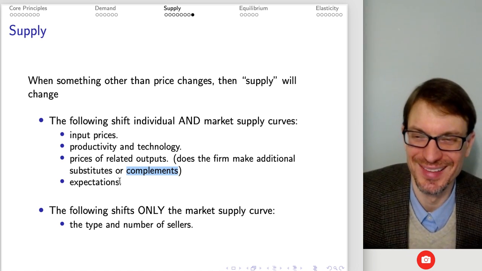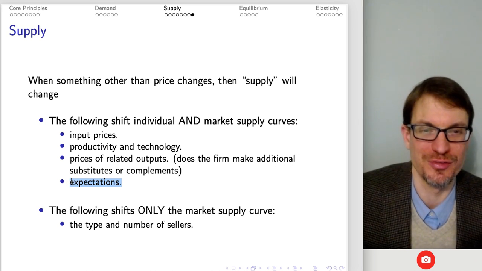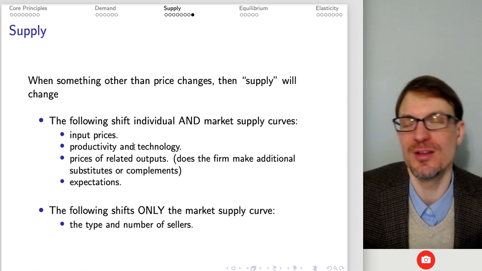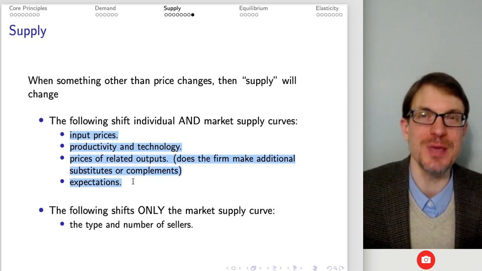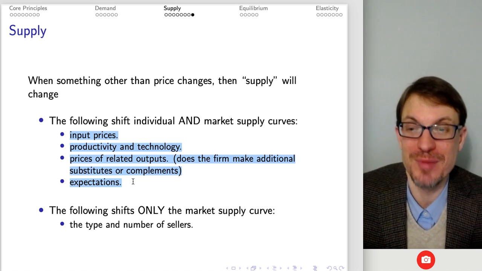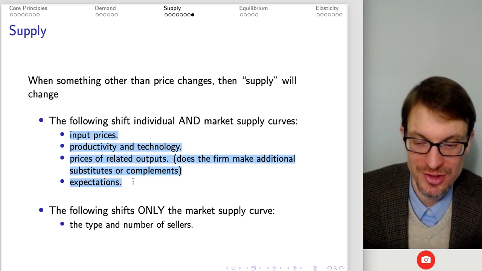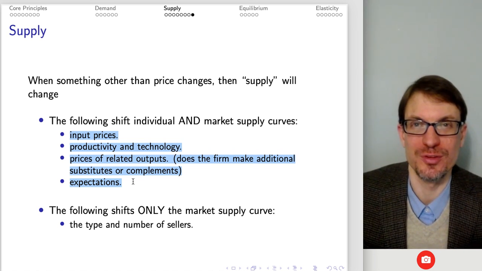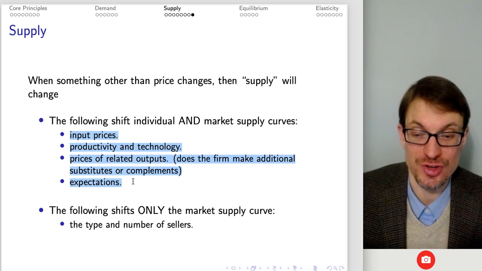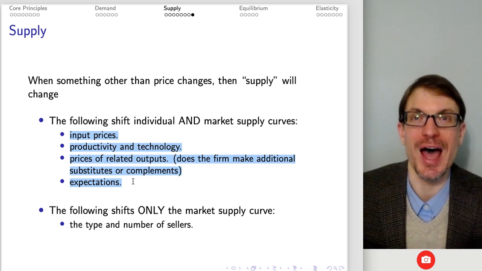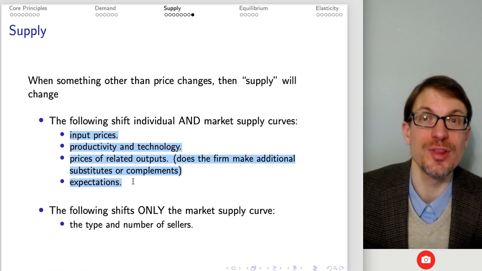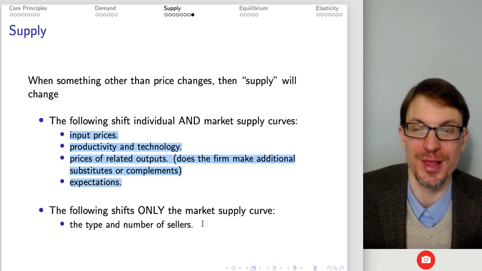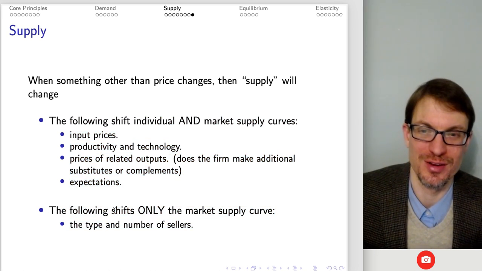And then expectations. Do I think the price is going to rise or fall in the future? So these are things that would shift the individual and market supply curves. You should recognize all of these, and you should be able to recognize all the demand shifters. That'll make taking the exam a lot easier, because if you see one of these things, you'll know what it does. But the low-cost way to approach this is to identify what's changing. If it's price, then only quantity can change. If it's not price, then demand or supply can change, and then you only have to identify whether this is a demand side or a supply side change. The following shifts only the market supply curve: the type and number of sellers.